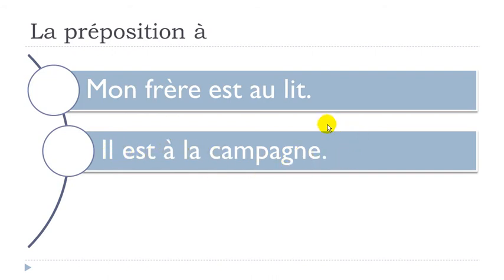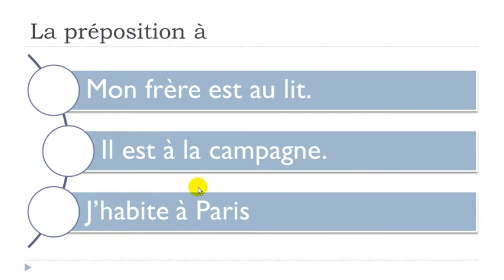In that case we use this préposition à. And then the last one: if you want to introduce a town, you want to use this habiter. Habiter is to live. J'habite à Paris. You can see we don't put any articles, just the name of the town. J'habite, I live in Paris. So, mon frère est au lit. Il est à la campagne. J'habite à Paris. If you want to translate this in concept in English, it should be à with, as we saw, the combination with the articles, if needed, and the modification: au lit, à la campagne, à Paris.